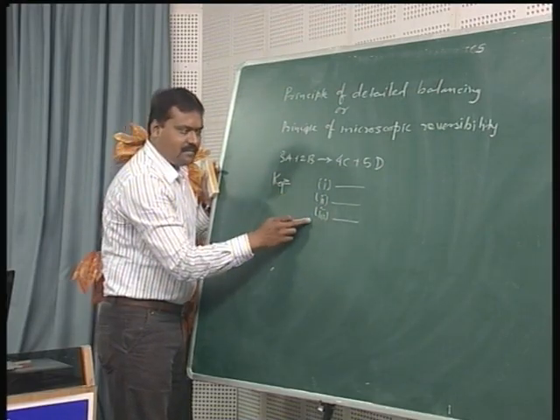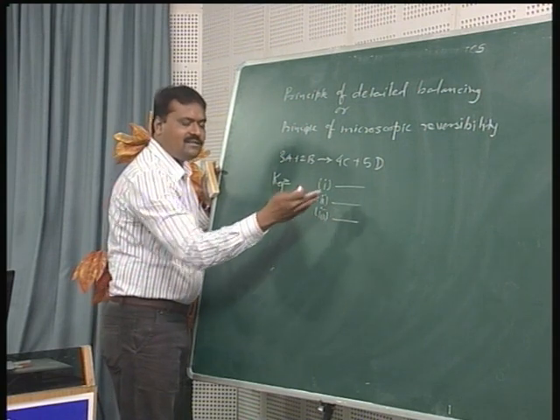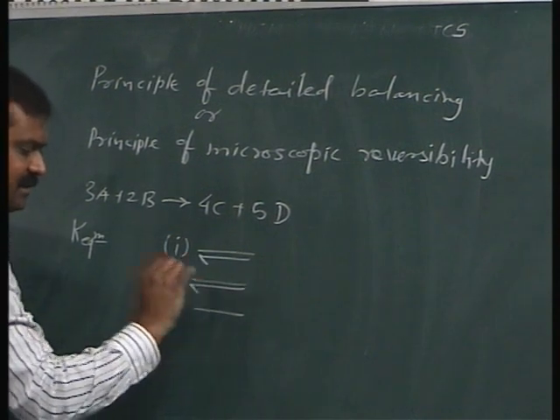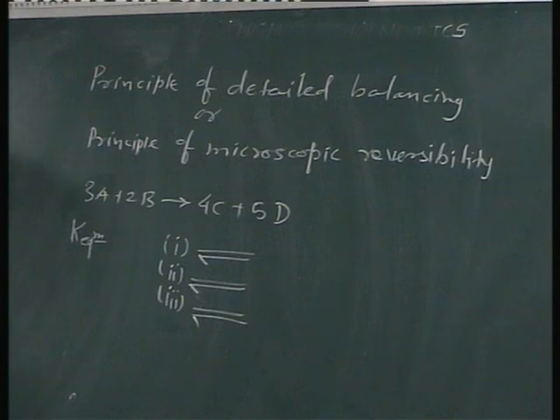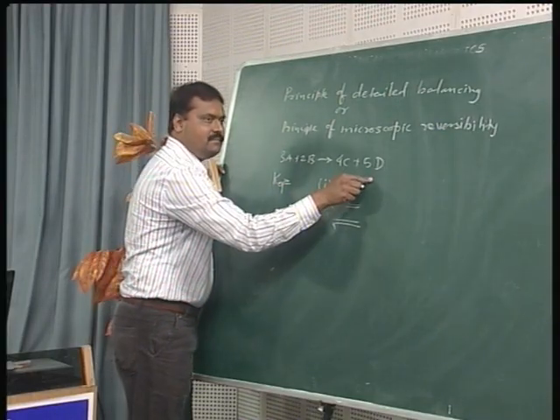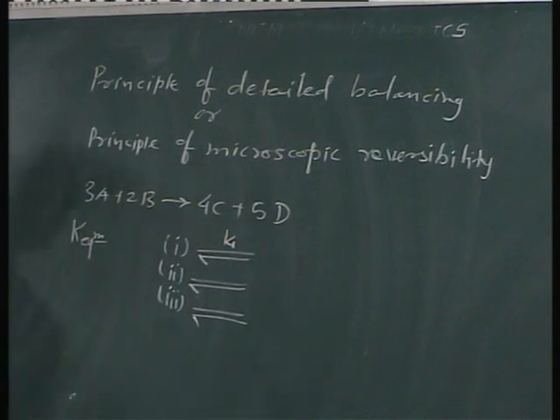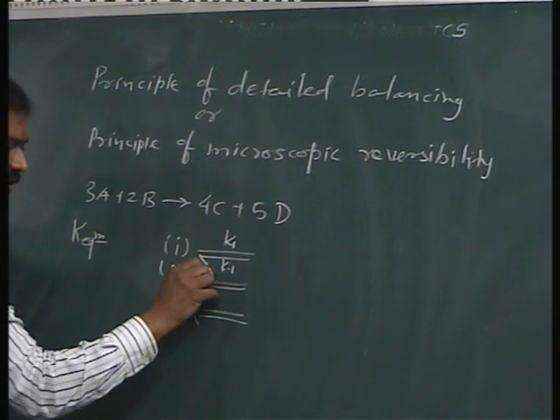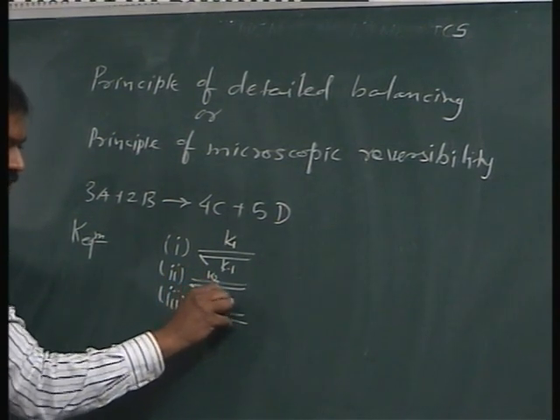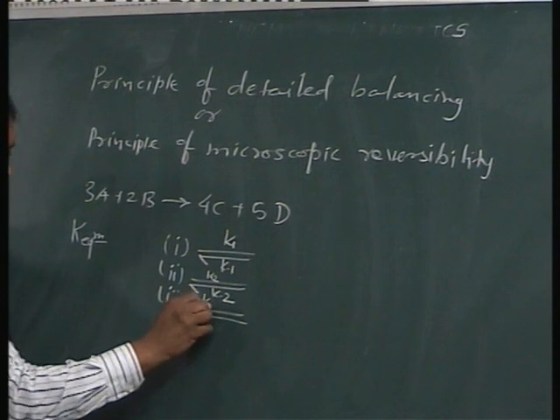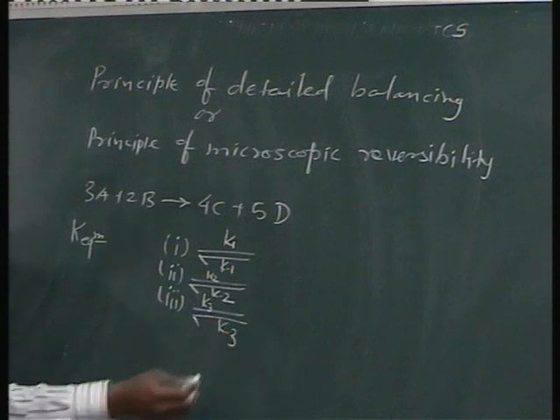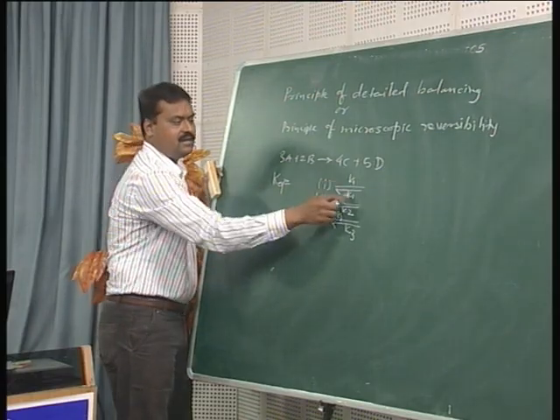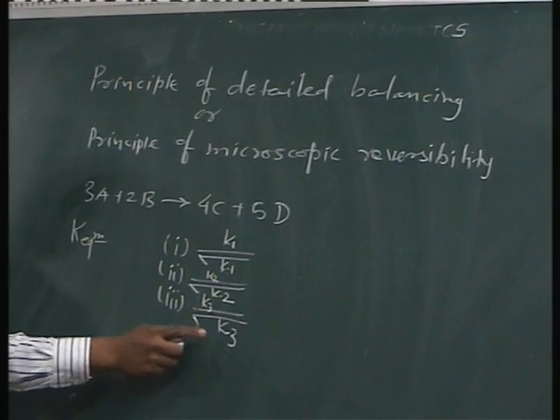For each elementary step, we can consider the reverse reaction. So for first there will be a reverse, for second there will be a reverse, and for third there will be a reverse reaction. For the first step, for the forward reaction, let the rate constant be K1 and for its reverse K minus 1. The rate constant for the second step is K2 and for its reverse is K minus 2. And for the third, let it be K3 and for its reverse K minus 3. So there are 6 different constants: K1, K minus 1, K2, K minus 2, K3, K minus 3.